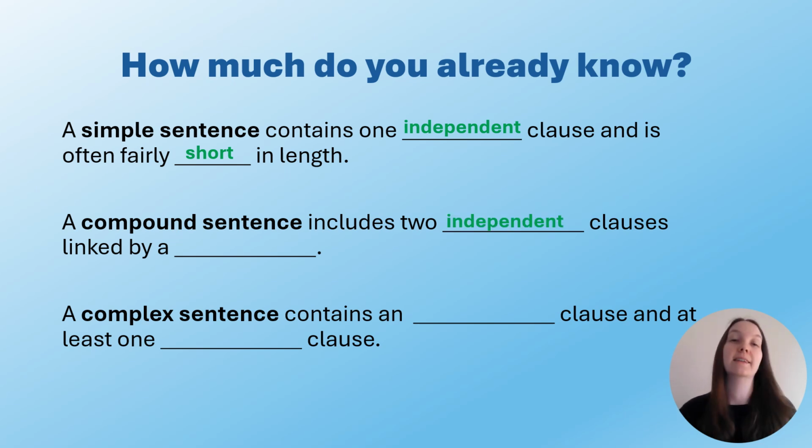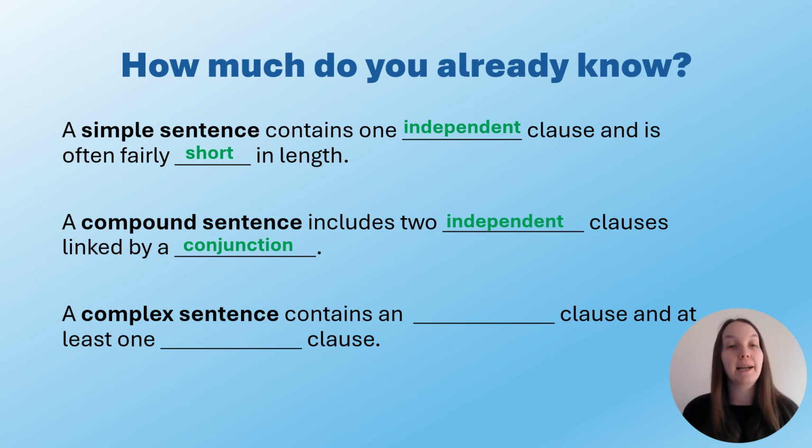A compound sentence includes two independent clauses linked by a conjunction. So, I went to the shop and it was raining. A conjunction like and, but, however, also. So you need to be researching those if you're not that familiar with conjunctions.